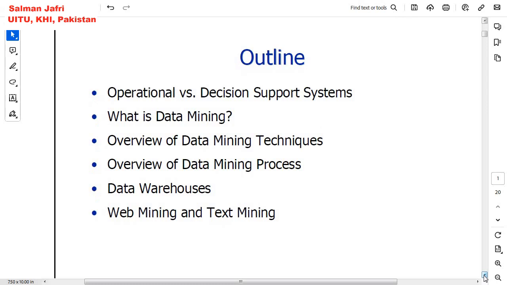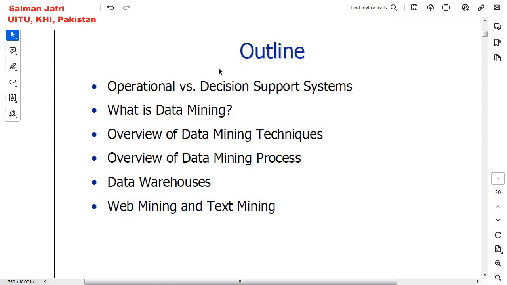So the outline that we will be discussing in this introduction: operational versus decision support systems, what is data mining, overview of data mining techniques, overview of data mining process, and of course data warehouses and web mining and text mining.